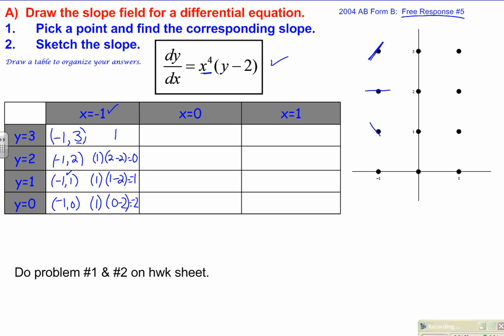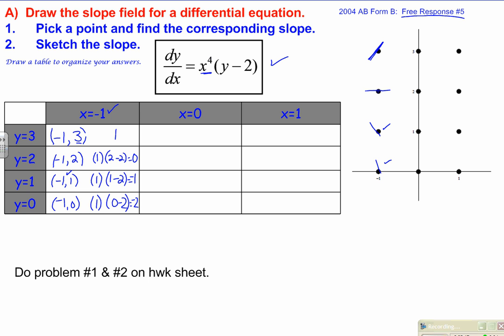So I'm going to use my guidelines here. This would be down 2 over 1. Relative to the one that we just did, it's going to be a more steep slope, because this one was -1, and this one's now -2. We got one column done, 2 others to go.